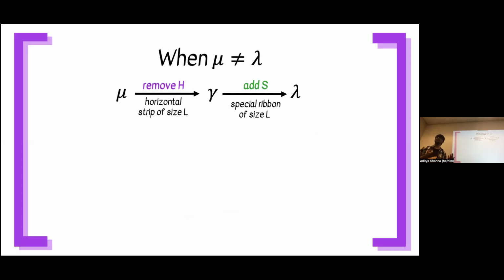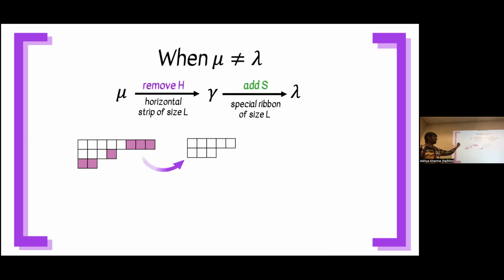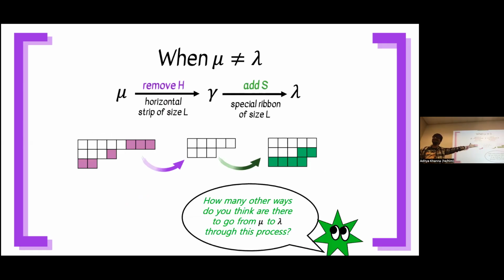Let's look at the case when lambda is not equal to mu. I start with a shape, end with a different shape by removing a horizontal strip of size L, and then adding a special ribbon of size L. Start here, remove this purple horizontal strip, end up there, and add a special ribbon. This is one way of going from this shape to that shape. How many other ways do you think there are?